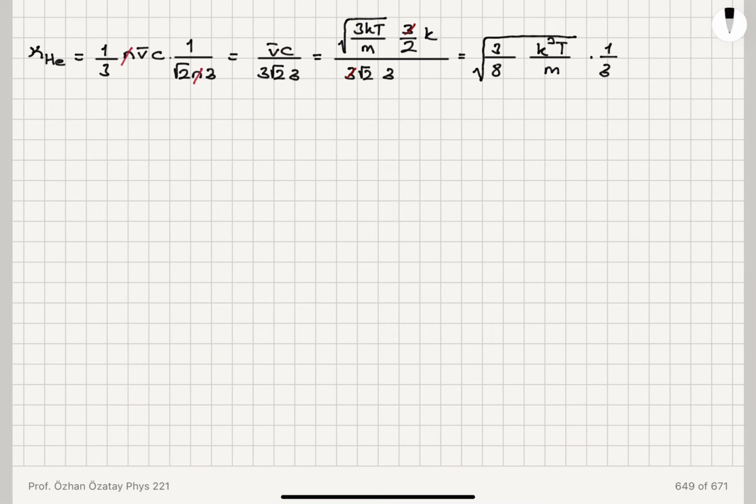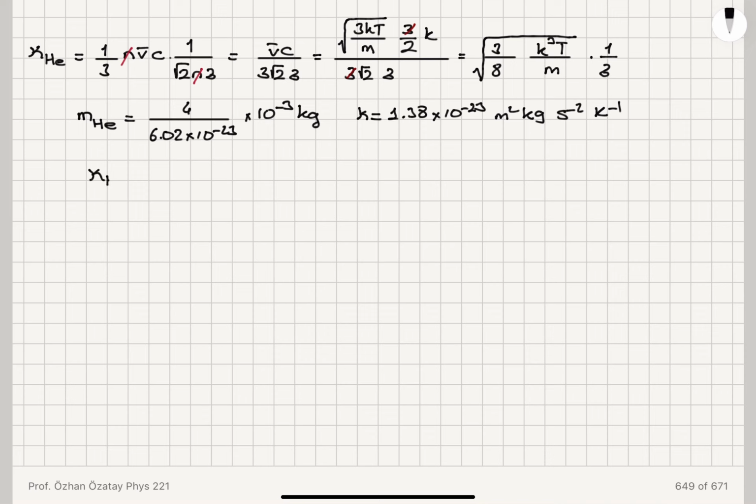Now, what is the mass of one helium atom? It is the atomic weight 4 grams divided by Avogadro's number 6.02 times 10 to the 23, and converted to kilograms it's 4 times 10 to minus 3 kilograms. And for the Boltzmann constant we have 1.38 times 10 to minus 23 meter squared kilogram second to minus 2 Kelvin to minus 1. So if we substitute these values for the thermal conductivity of helium, we find 3 over 8 square root.